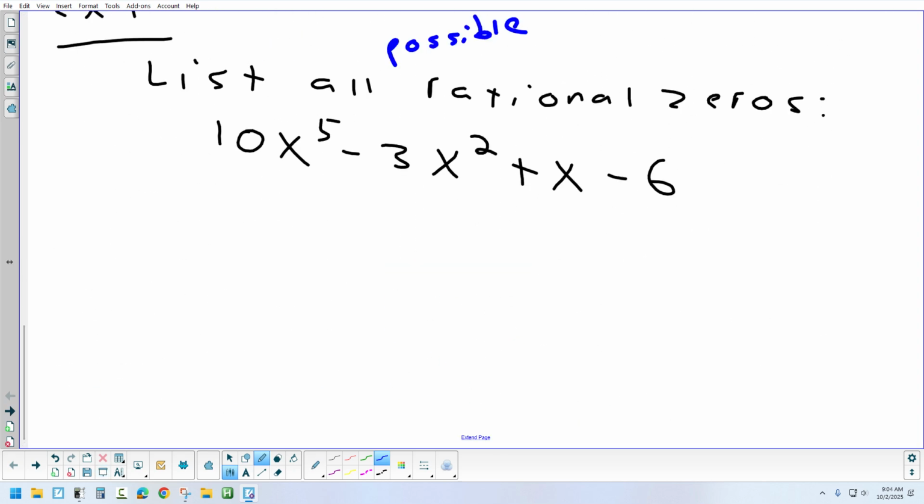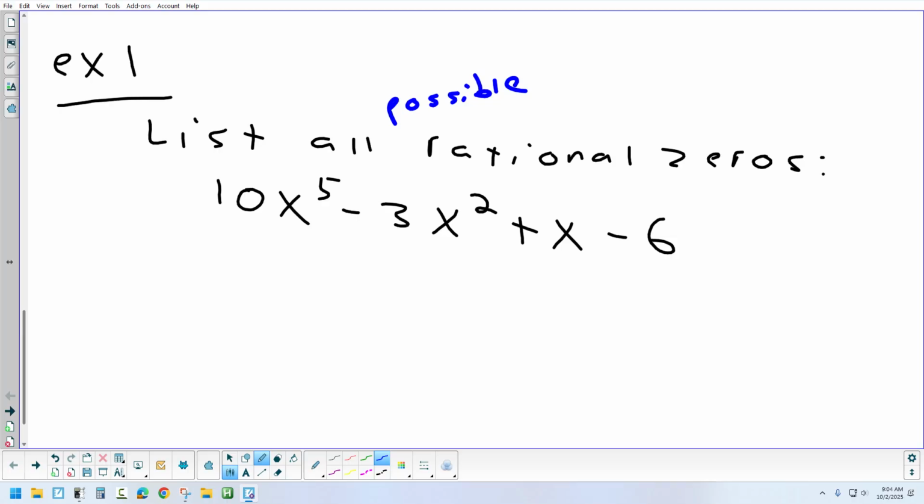Okay. What's the constant in this case? Yeah. Negative 6. What are all the factors of negative 6? Yep. 2, 3, 1, 6. Yep, that's half of them. Yep. Negative 2, 3, 1, and 6. Yeah. So positive or negative 1, 2, 3, 6.